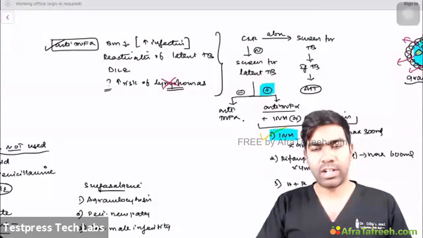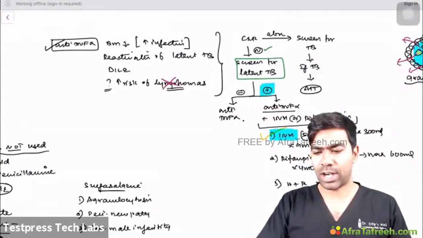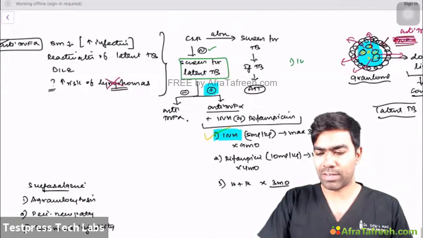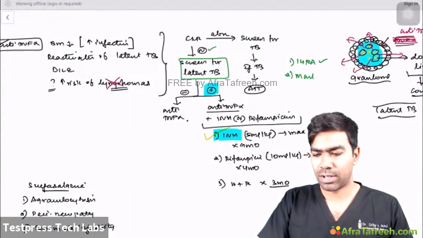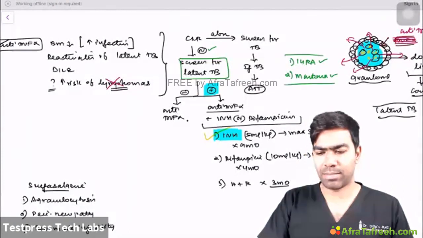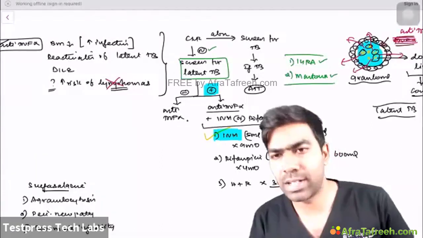So that's why we need to do a latent tuberculosis testing, even if the chest x-ray is completely normal. And how do you screen for latent tuberculosis? There are two options. One is IGRA, that is preferred by Western countries, but in India we prefer MANTO. Remember, both are the same. We'll be discussing in the TB section if possible. So both are basically the same kind of test.